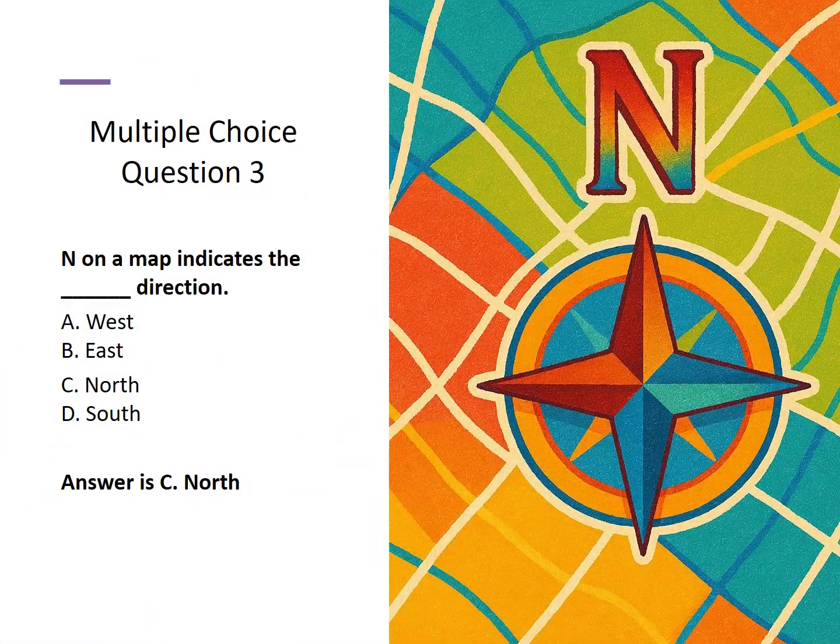Next question. N on a map indicates the direction. Option A, west. Option B, east. Option C, north. Option D, south. The correct answer is option C, north.